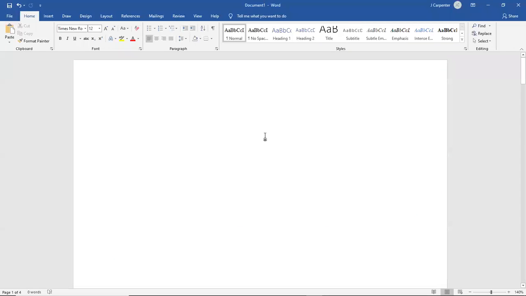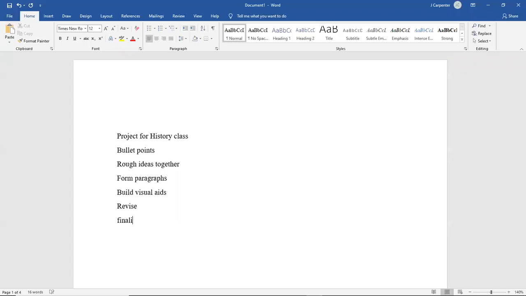So you got some project for history class. You need to do bullet points. Then you need to put your rough ideas together. Then you need to form your paragraphs. By project, I mean paper, obviously. Maybe there's some visual stuff as well. So maybe build visual aids. Then once you have your paragraphs and your 10 pages all together, you have to revise and then finalize.